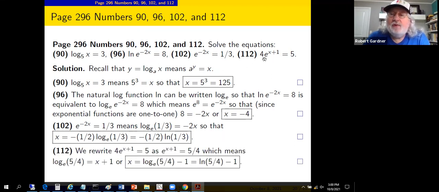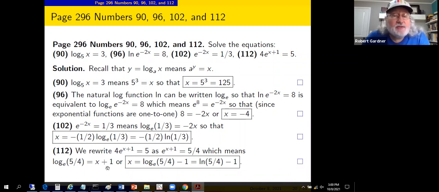Number 112, 4 e to the x plus 1 equals 5. Let's divide both sides by 4, and we get an exponential function equal to a number. This can be rewritten in terms of a log function as log base e of 5/4 equals the exponent, x plus 1. Log base e of 5/4 equals x plus 1.